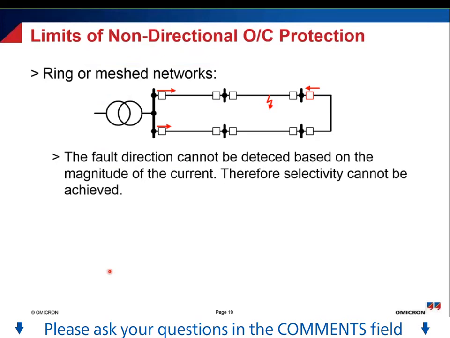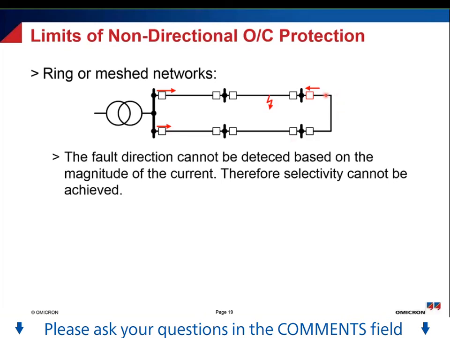Well, then let's have a look at the limits of this non-directional overcurrent protection. Up to now, we just had a look at radial feeders. But if the network topology gets a bit more difficult, then we will have problems. As you can see here, we have a ring network and we have a fault here. You see the fault here, so there will be a fault current flowing through this side of the feeder and it will flow through this side of this ring.